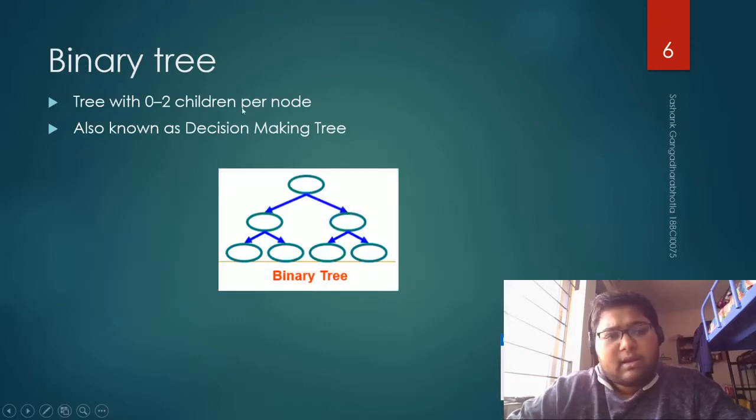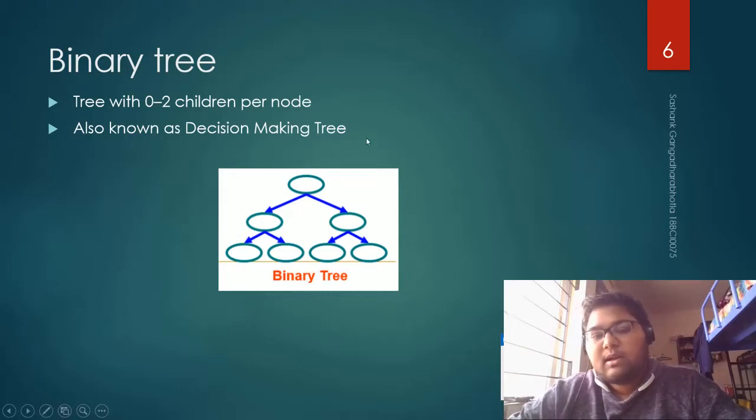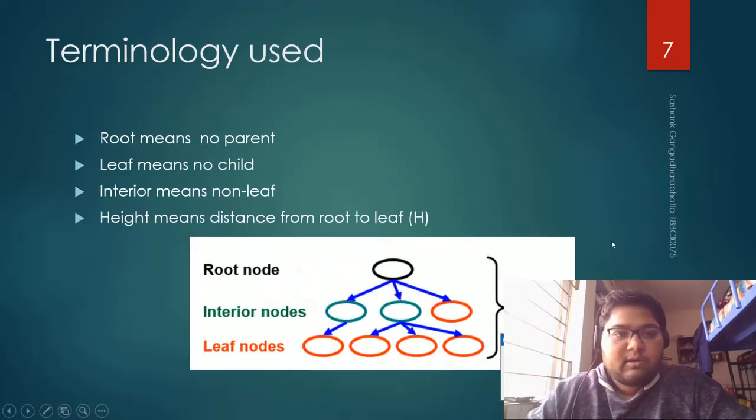A binary tree is a tree with 0 to 2 children per node. So you can say that 2 is the maximum number of children each node can have. It can have 0, 1 or 2, but not greater than 2. Hence it is called a decision making tree. Good. Now let's continue on.